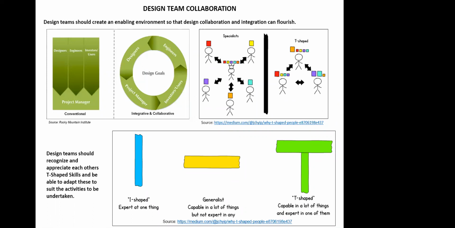So something very important to bear in mind, reflect upon the team members and see when you meet each other for the first time in your kickoff meeting, who's got I-shaped skills at specific things, who's a generalist, and who thinks they are T-shaped skills. It's a very important audit to do right up front.